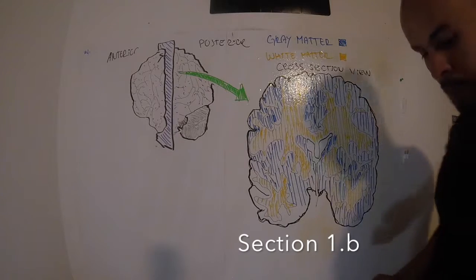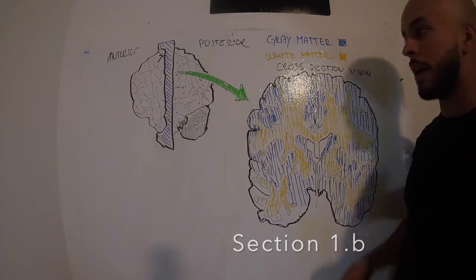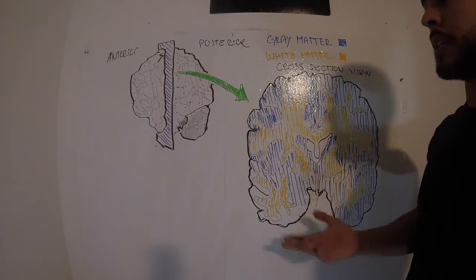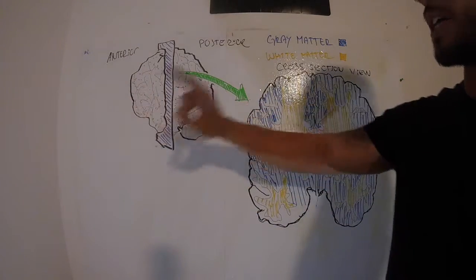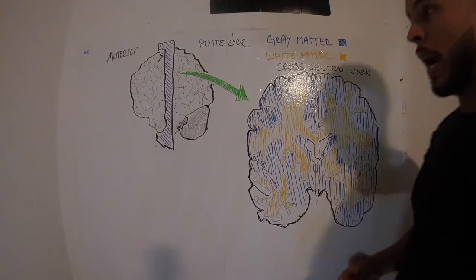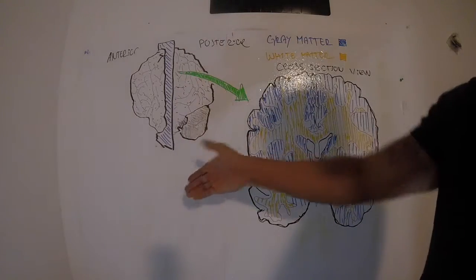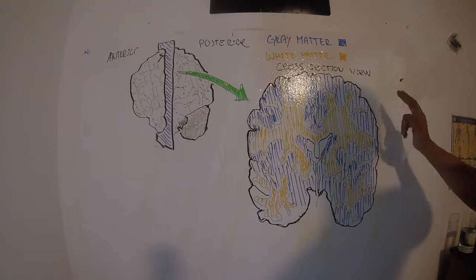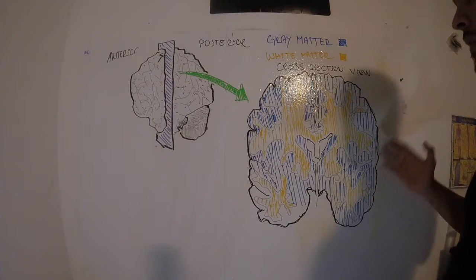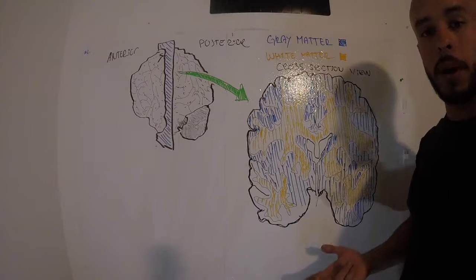Alright guys, next we'll be talking about the distribution of gray and white matter in the brain. So to depict this, I have a drawing here of a brain, that being the anterior aspect and this being the posterior aspect. And what we're looking at here, this line across it, is basically just the exact location of the cross section that you're looking at here on the right. And this is a diagram of the distribution in between the gray matter and the white matter in the brain.